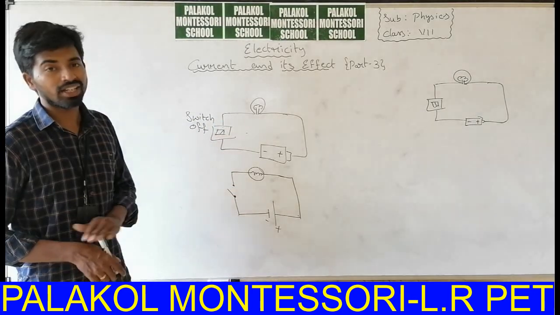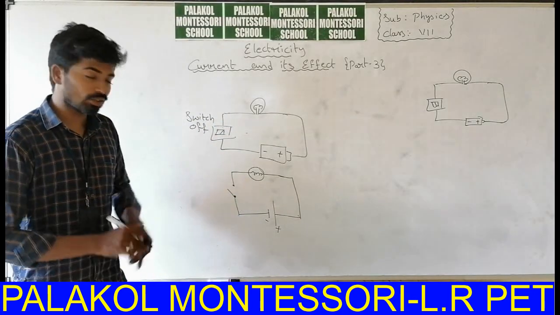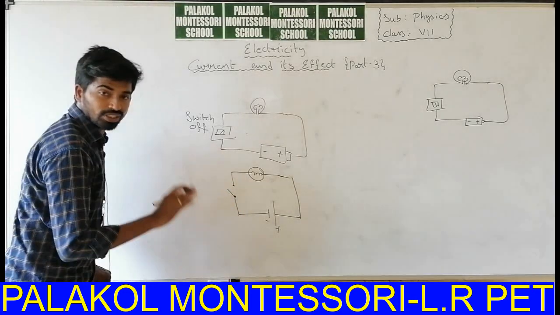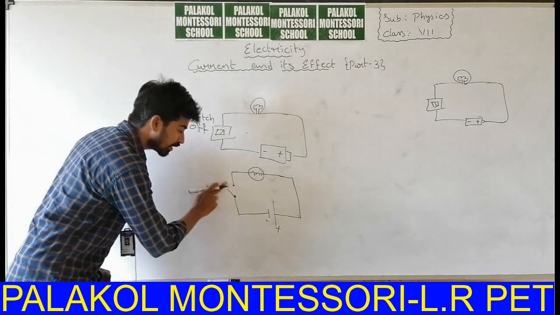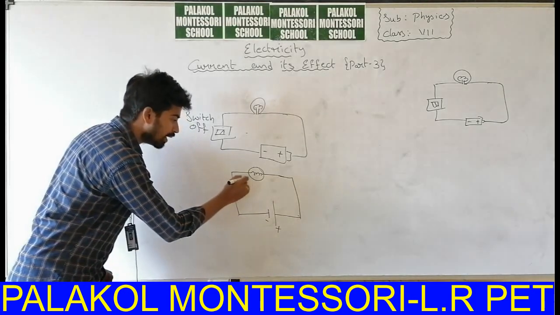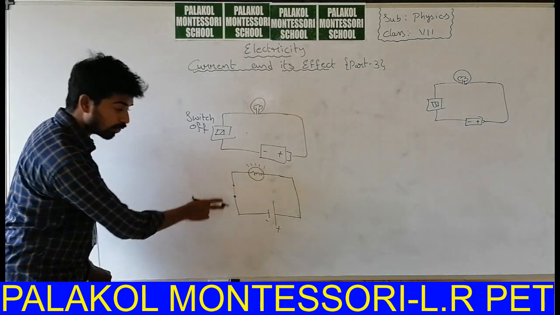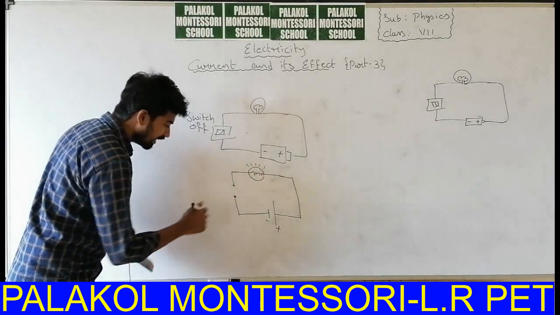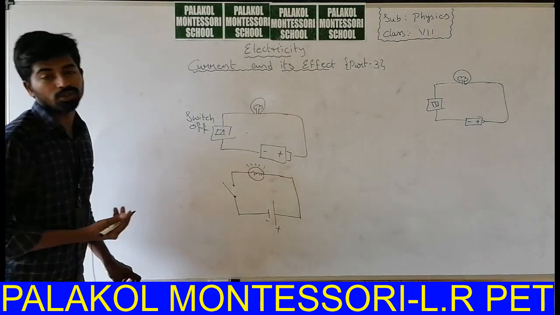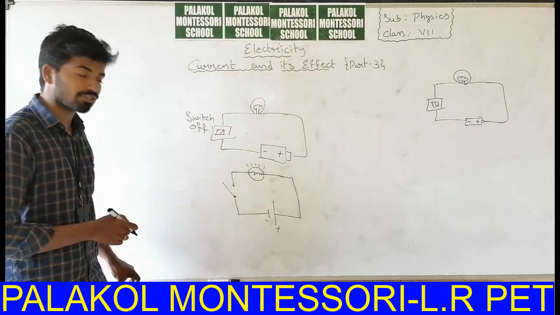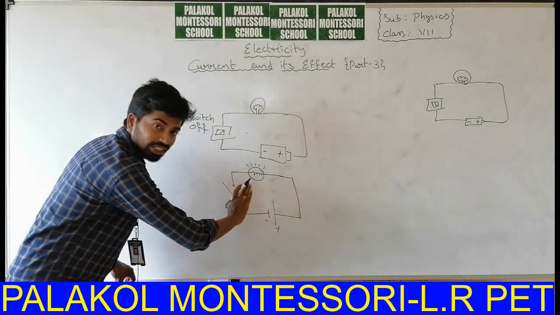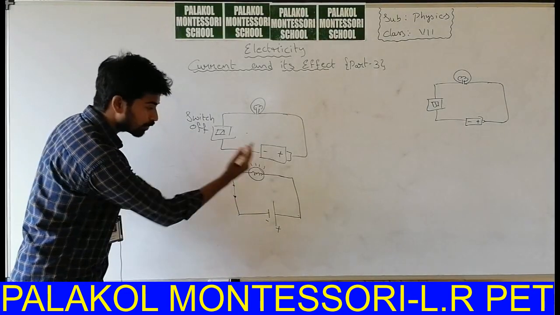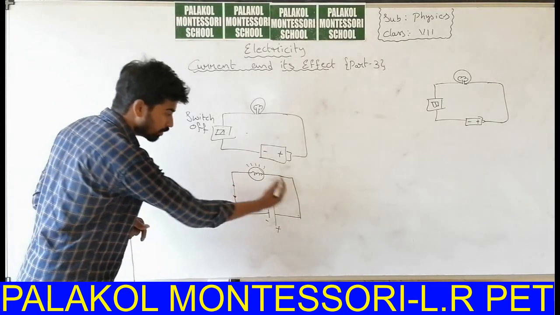So you no need to draw like this. The bulb doesn't glow. Why? Because here there is an open circuit. The circuit is not closed. If it is closed, then the bulb will glow. This is the function of the switch, to make the circuit open or close. What is the main use of the switch? It will close the circuit. It will open the circuit. Now the circuit is closed. There are no gaps.